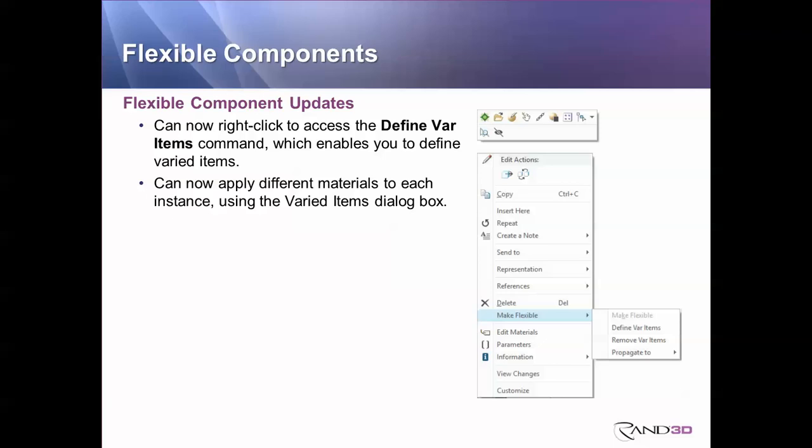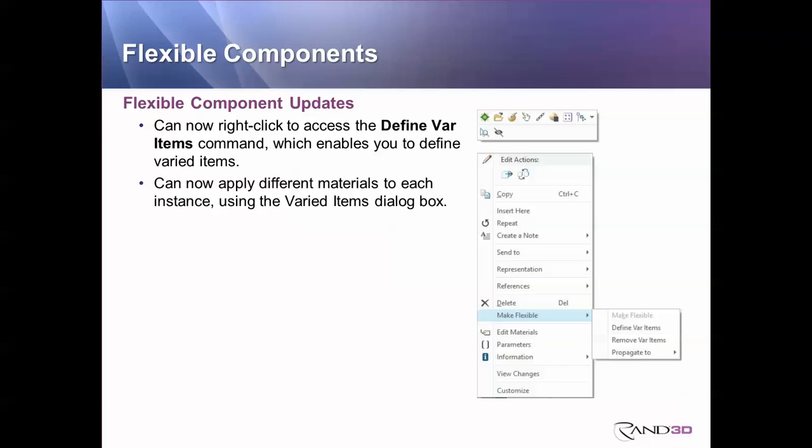You can get to the define variable items dialog box a lot more quickly. There's a define vary items command that you can get to through right mouse selection, meaning holding down your right mouse button. You go to the make flexible option that is located in the contextual menu. One of the expanded menu options is define vary items, which is define variable items.